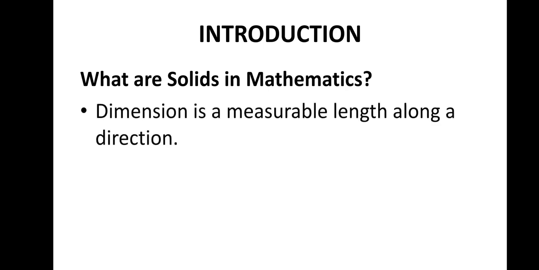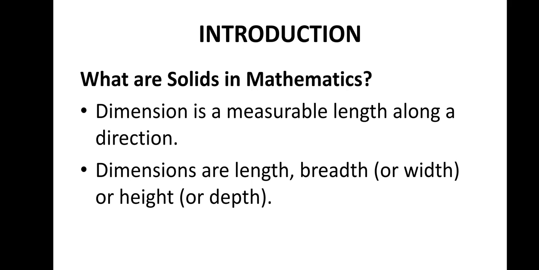To understand solid shapes, we should be aware about dimension. So what do you mean by a dimension? Dimension is a measurable length along a direction. Dimensions are length, breadth or height. Dimension is basically a measurable length which you can measure along a direction, and it can be length, breadth or width or height, that is depth.